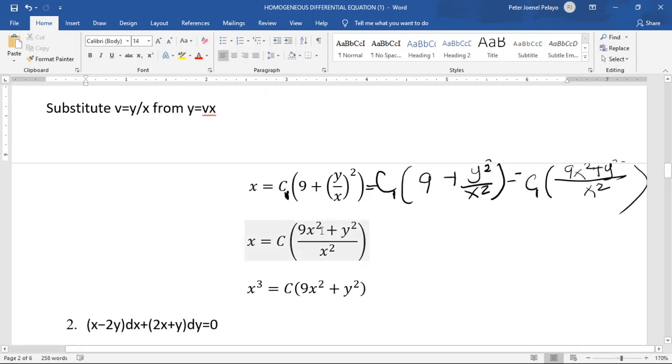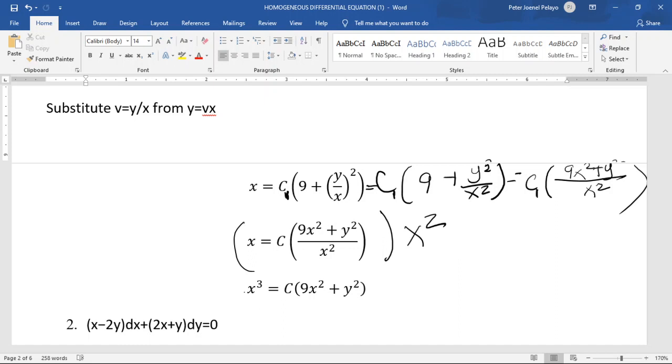Okay, and then we can multiply both sides by x squared so that it cancels, which is why it becomes x cubed on the left side. x squared times x cubed is equal to c times 9x squared plus y squared. So, this is our final answer.